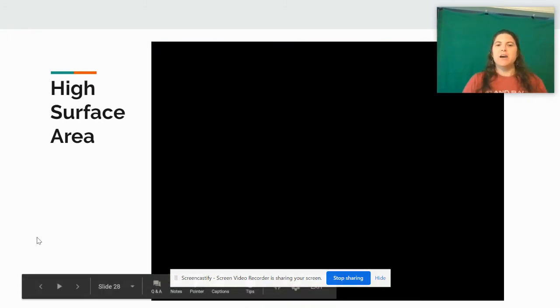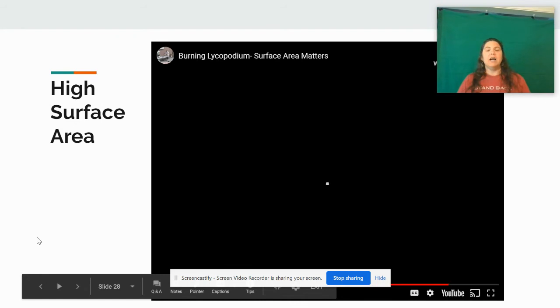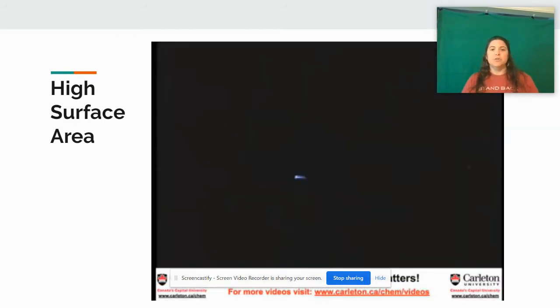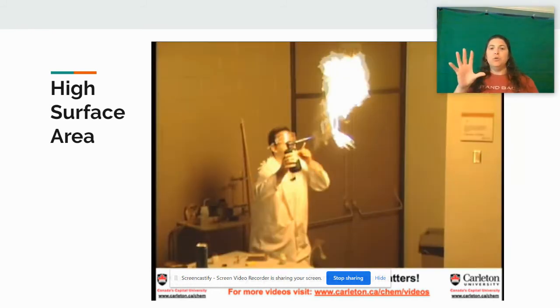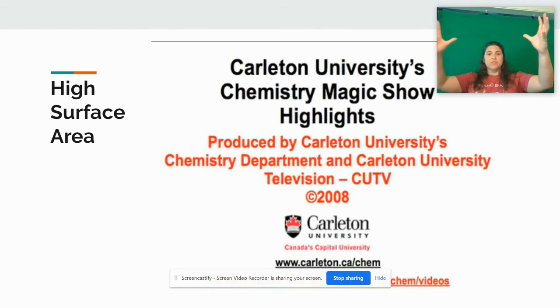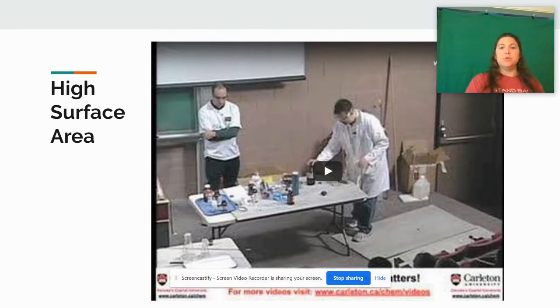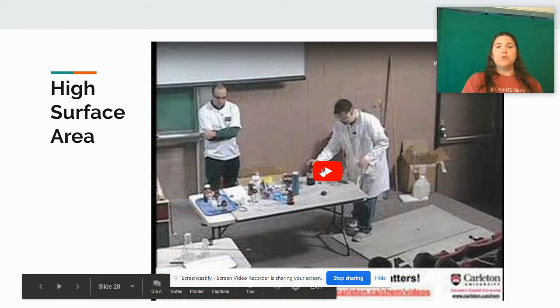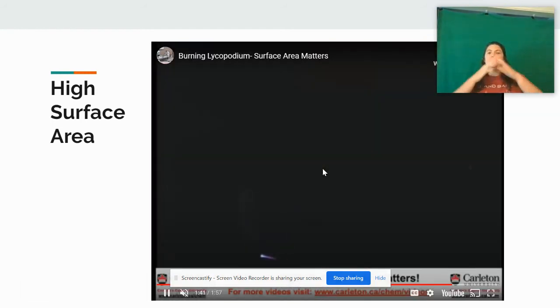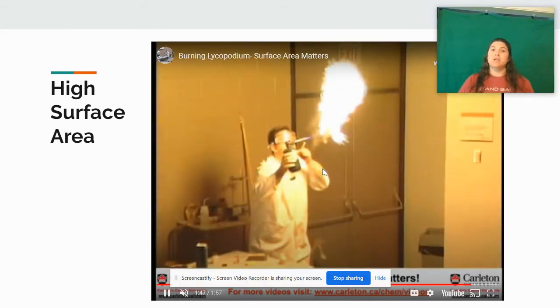Let's compare that with what happens in a high surface area experiment involving lycopodium powder. In this case, he's put the powder into a straw and he's blown it out so that it spreads out and increases the surface area. You can see in that video pretty easily that when he increased that surface area, he was able to explosively increase the reaction rate. It's pretty fun to see. Make sure you do not try this at home.